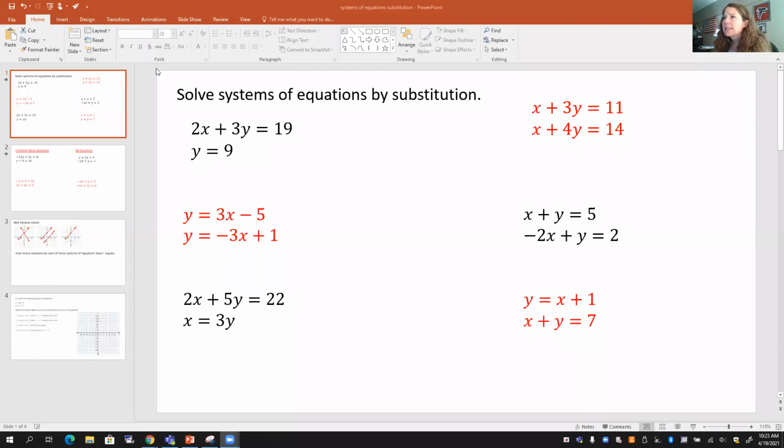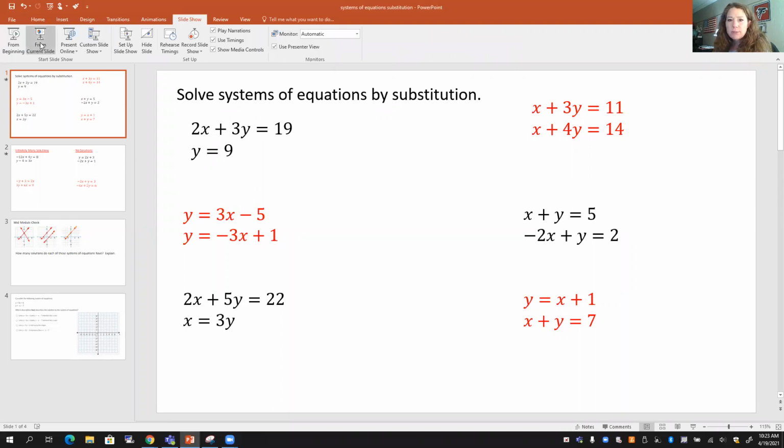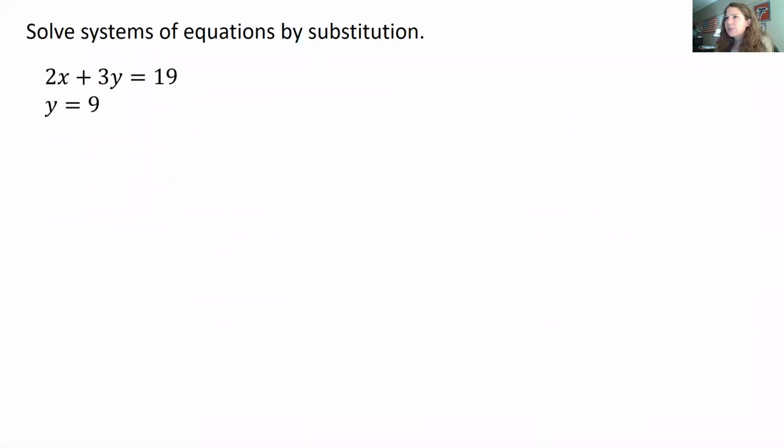So we are solving systems of equations. I am going to share my screen with you. Make sure you are doing these along with me, okay? All right, so the way we're going to solve these few systems of equations is by substitution.